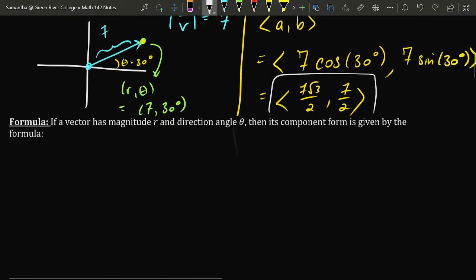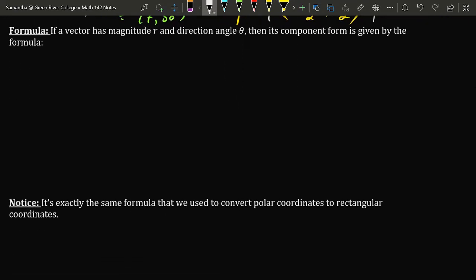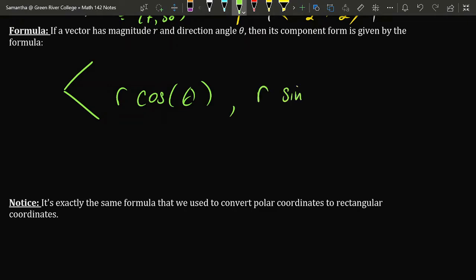In general, if we want to find the components of a vector with a magnitude of r and a direction angle theta, then that can be found using the formula that x component is r multiplied by cosine of your direction angle, and the y component is r multiplied by sine of your direction angle. Exactly the same formulas that we saw when we were converting polar to rectangular.